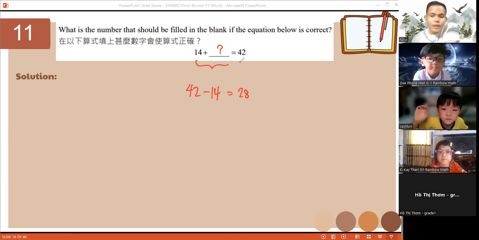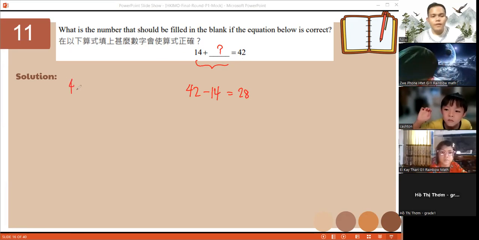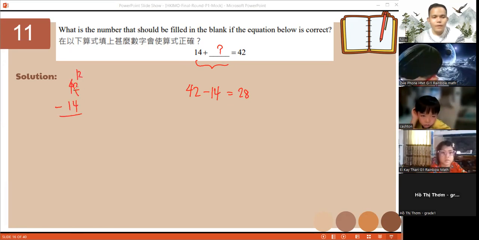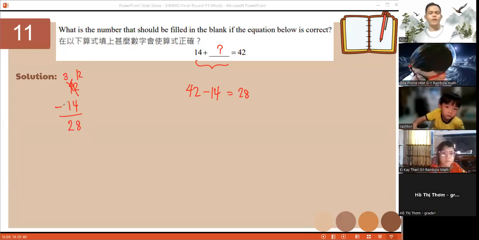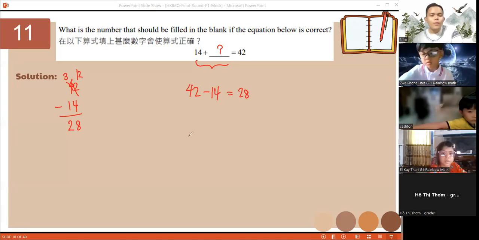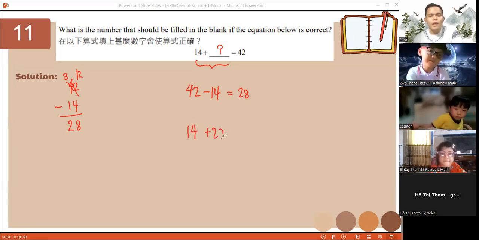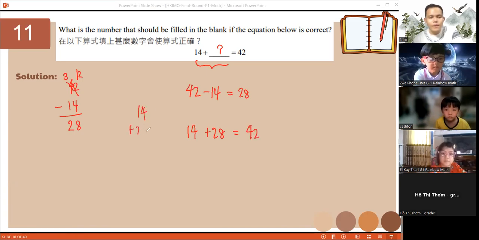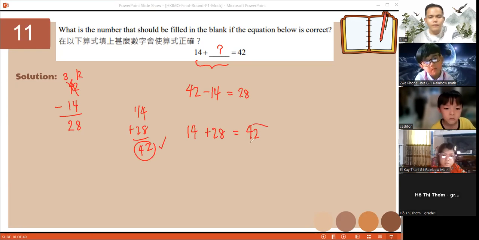So let's do the double checking because you will not be always sure that your final answer is correct, right? Again, this is 42 minus 14, so 12 minus 4 is 8. 3 minus 1 is 2, so 28. What if we do 14 plus 28? The answer should be 42. 4 plus 8 is 12, carry 1, 1 plus 1 plus 2 is 4. So 42, correct. So the final answer should be 28.